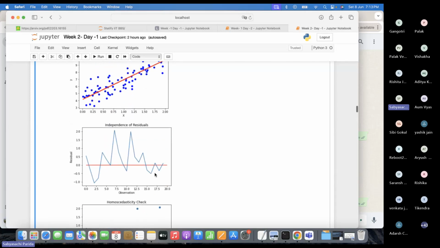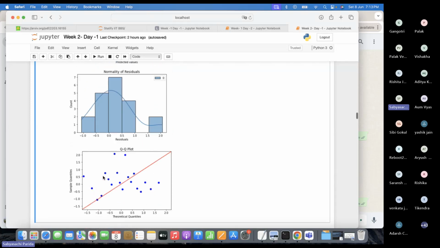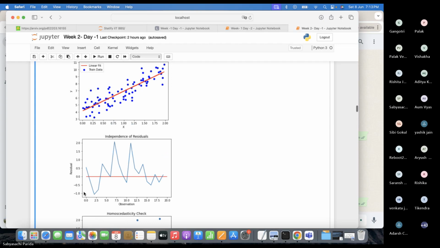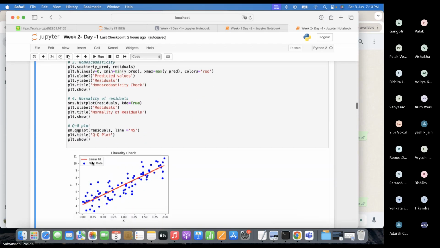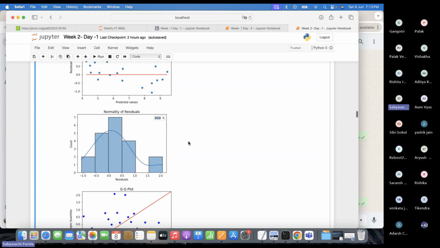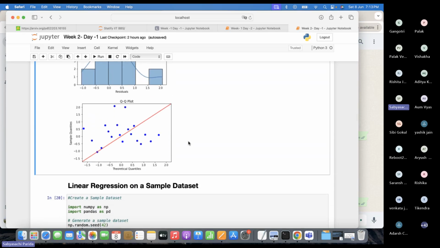And the other is the QQ plot, wherein I am checking whether the residuals are autocorrelated, if those are correlated to each other. So for that, I am doing the QQ plot. Okay.